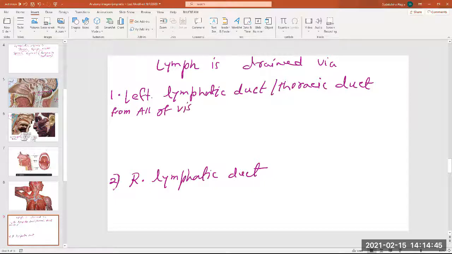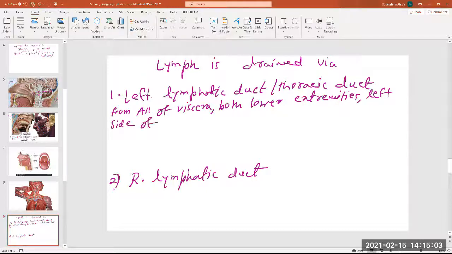all of viscera, both lower extremities, left side of head, neck, plus left upper extremity.